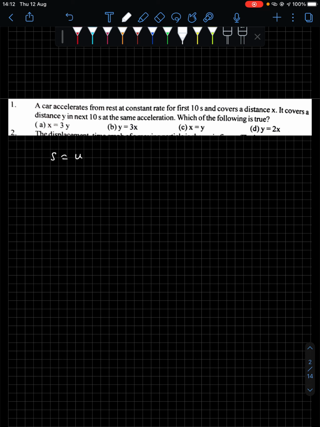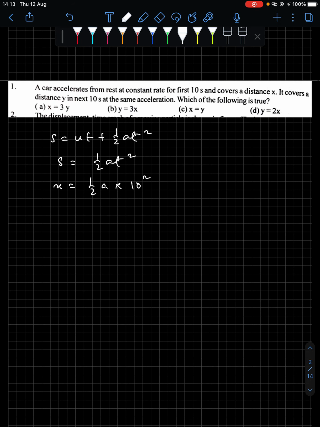So you see, we'll be applying s equal to ut plus half at square, right? So since initial velocity is 0, the car is starting from rest, we'll have s equal to half at square. Now, s is x in the first case, and time is t, like 10 seconds, right? So acceleration is x by 50.